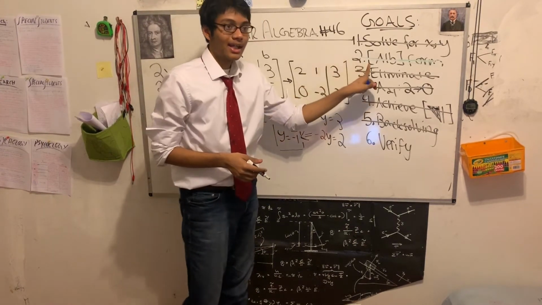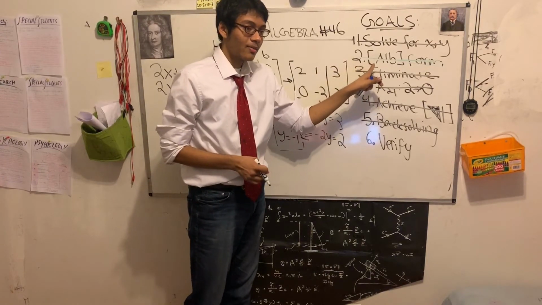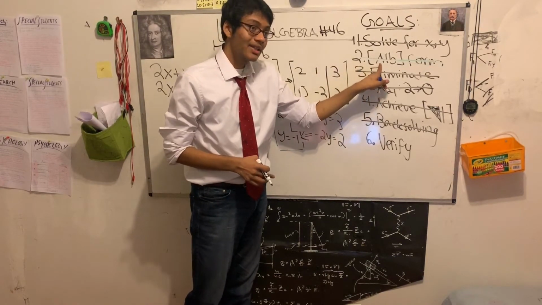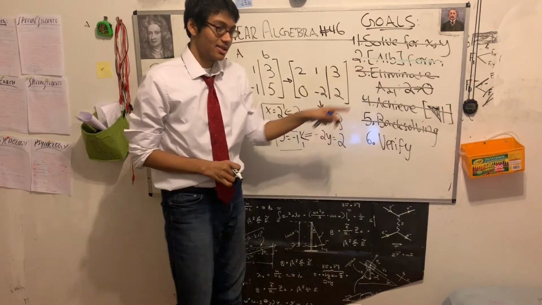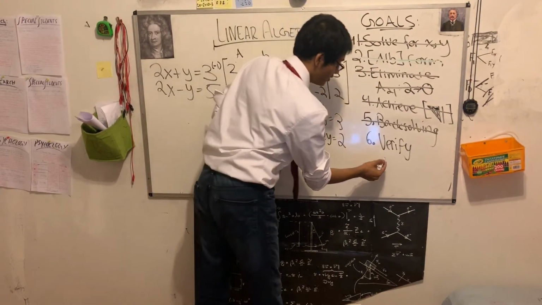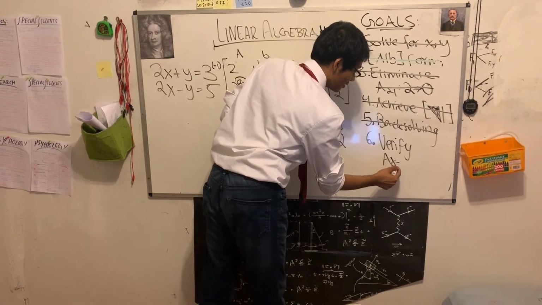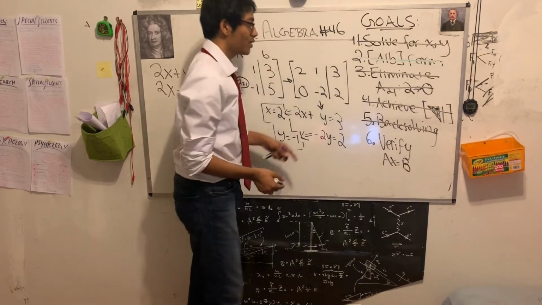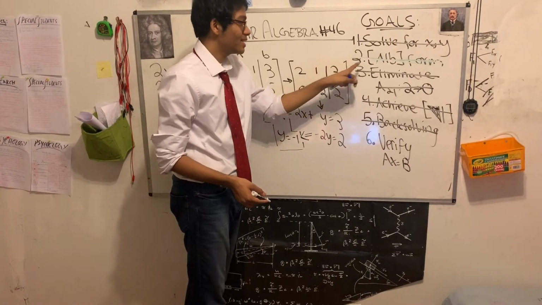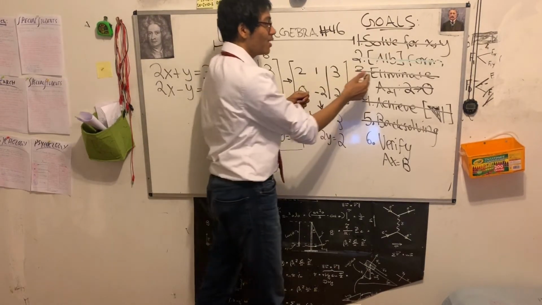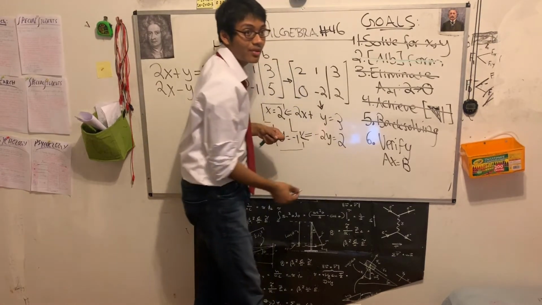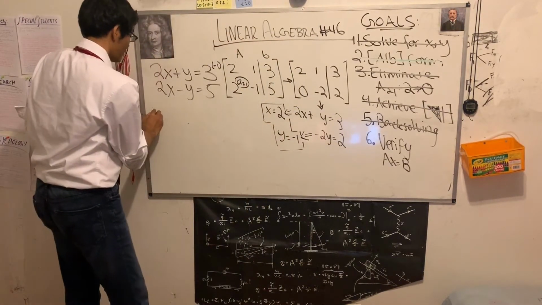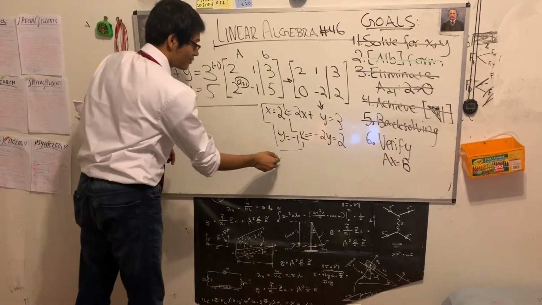Okay, but AB is one form. Do you remember what the other form was? It was Ax equals B. So to solve systems, we need the AB form. To check systems, we need the Ax equals B form. That's why it was used. Everything comes with a purpose.